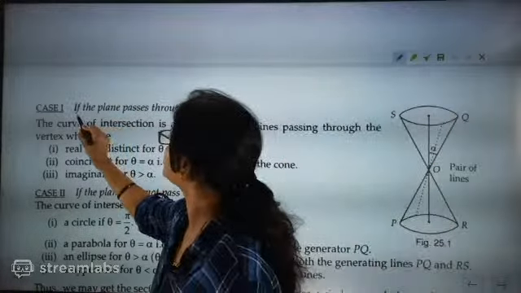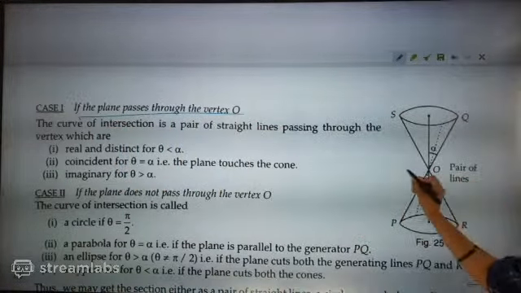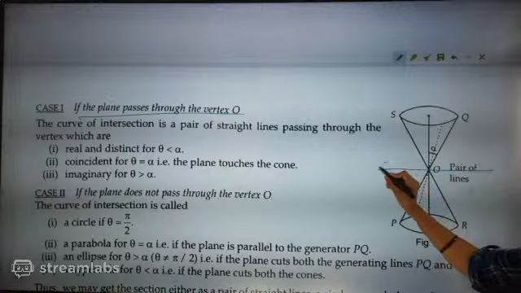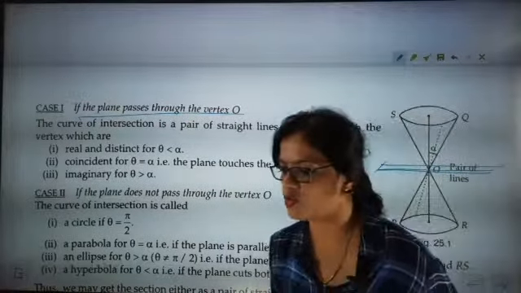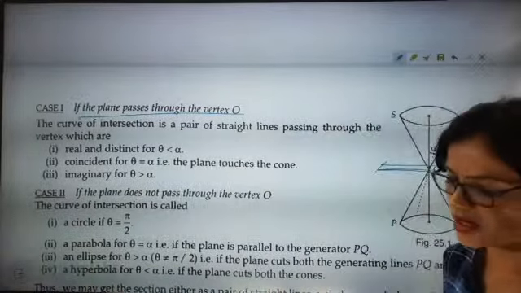So if the plane passes through the vertex, so now if we are going to allow the plane to pass through the vertex line, if it is exactly going to pass through the vertex, then one by one I am going to discuss the content-related part.